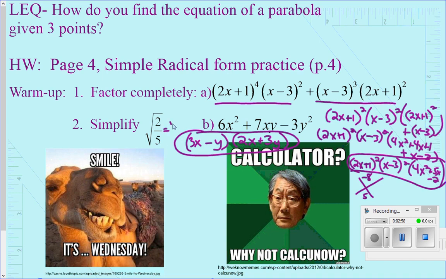Next one, simplify. So that simplifies to root 2 over root 5, but we talked about how that's not simplified, so we're going to rationalize the denominator by multiplying by root 5 over root 5. Root 2 times root 5 is root 10, and root 5 times root 5 is 5. Root 10 over 5 is the final answer. Okay.